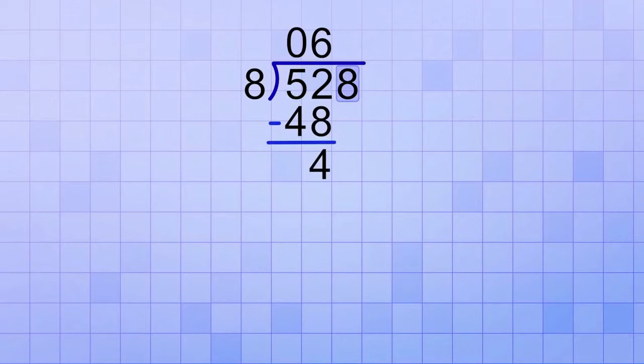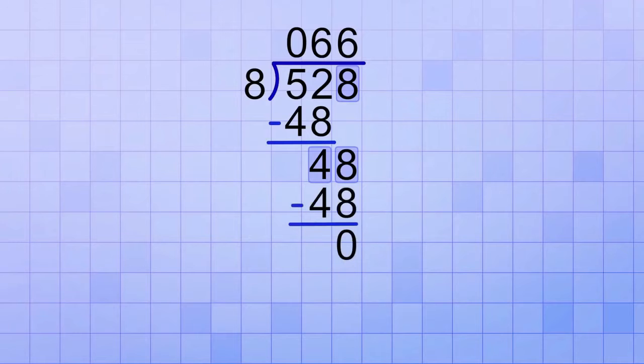Now we only have one digit left to divide, so we bring down a copy of it to combine with the remainder and ask how many 8's will make 48. We know the answer to that is 6 also. 6 times 8 is 48, which leaves no remainder. There. Our answer is 66.